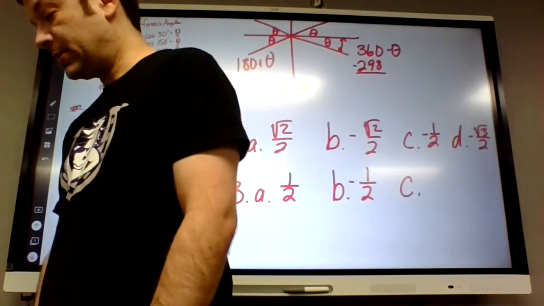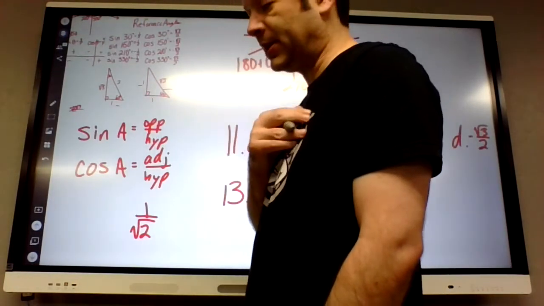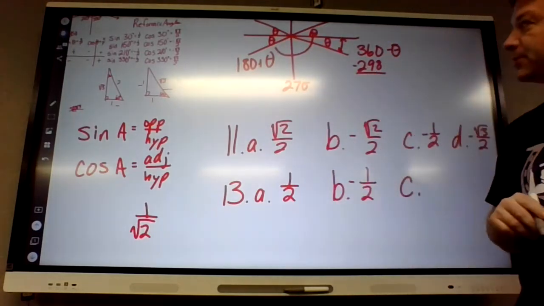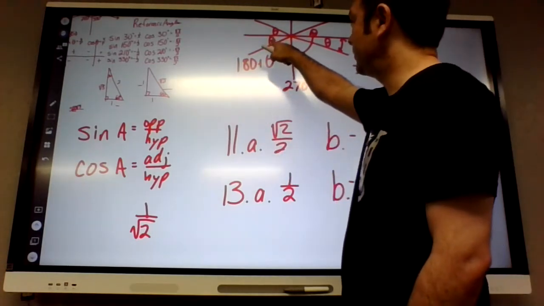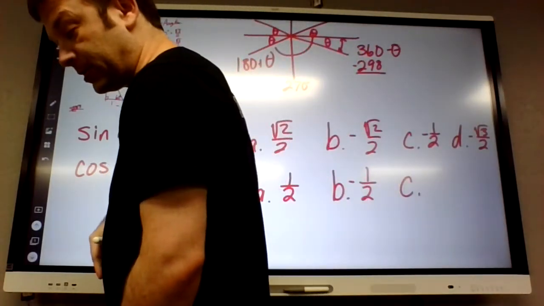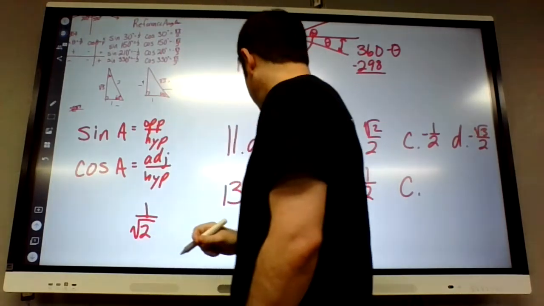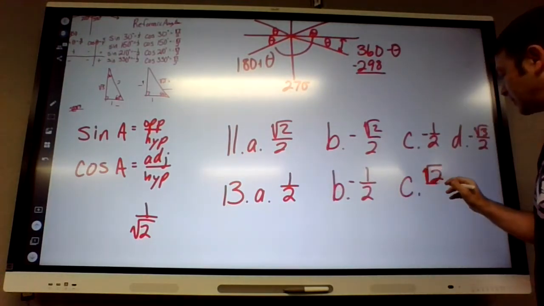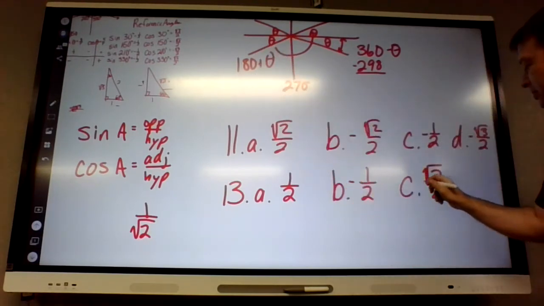C, sine of negative 135. We talked about this on 11b, but sine of negative 135 would go backwards into the third quadrant, but it's 45 degrees short of 180, so the reference angle is 45. Sine is opposite over hypotenuse, 1 over square root of 2, so it's square root of 2 over 2 again. Is sine positive or negative in the third quadrant? Negative.